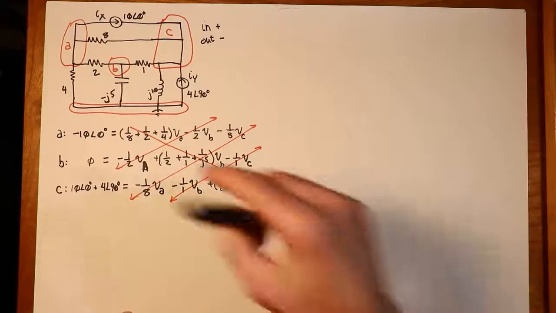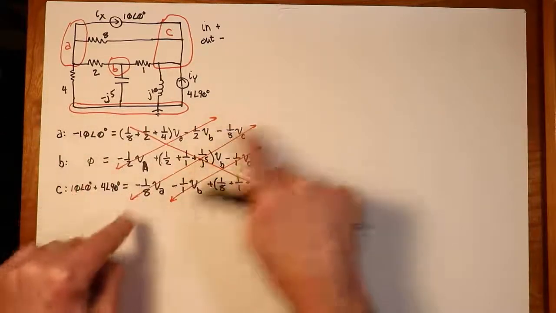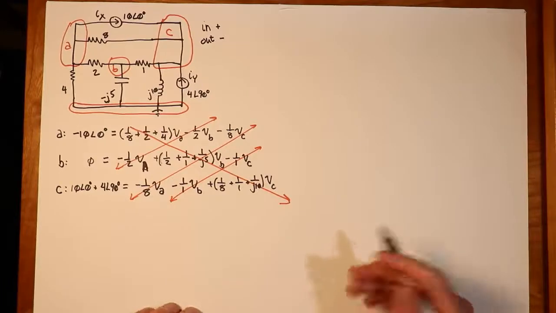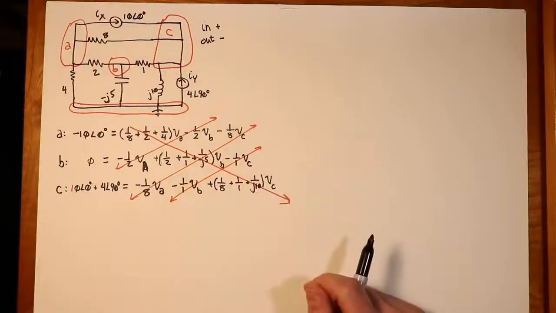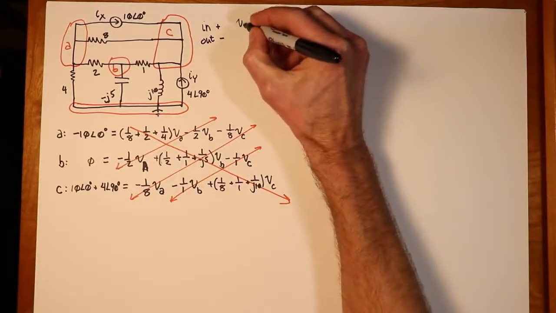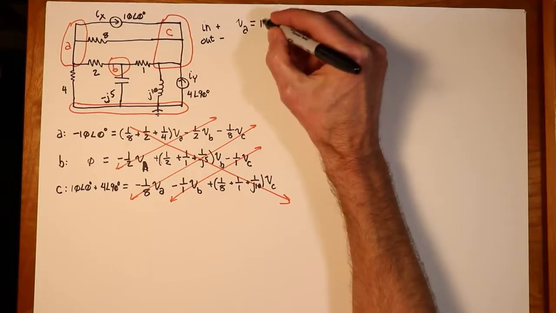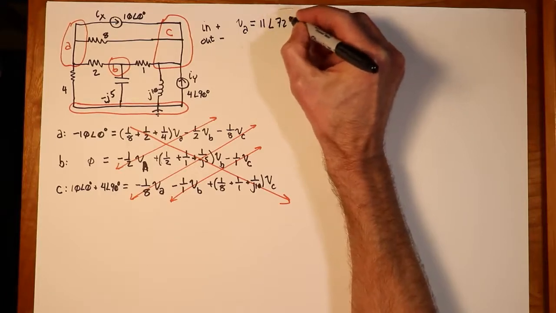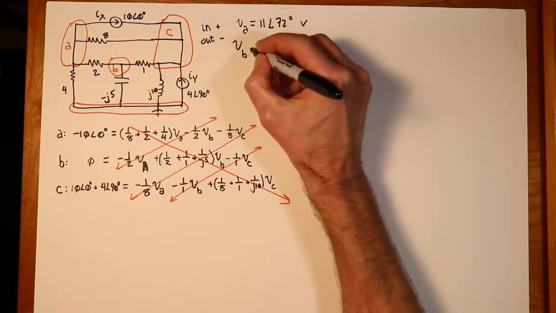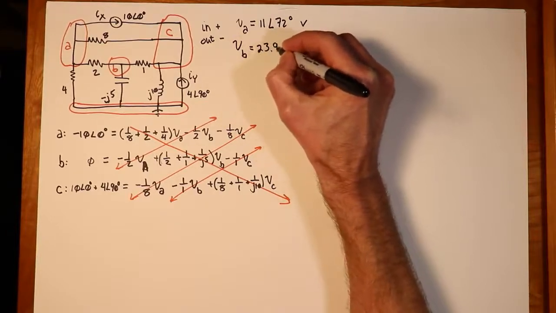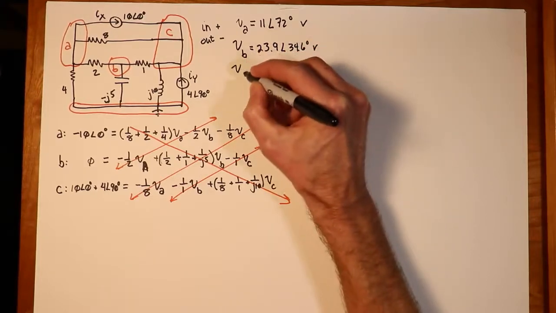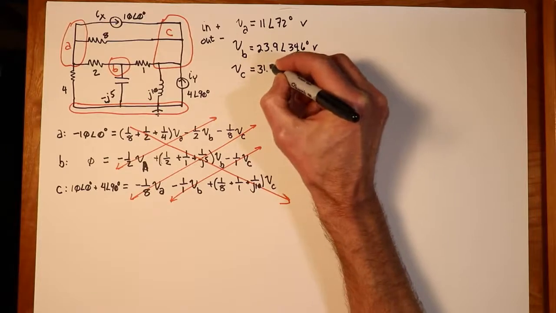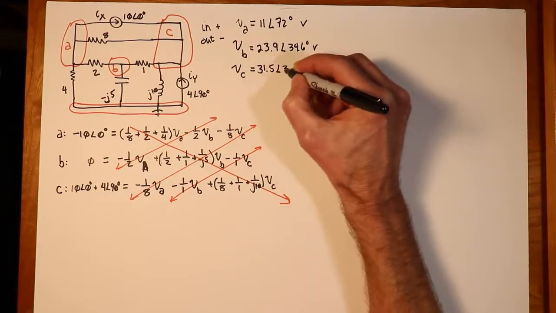And it will also work out that the major diagonal here would be positive, and these other coefficients will wind up being negative. Again, because you say something like VA minus VC, and that minus is where these things come from. So we take these and we solve. We come up with three node voltages. We come up with a VA. This happens to turn out to be 11 volts at an angle of 72 degrees. VB works out to 23.9 at an angle of 34.6 degrees. And VC works out to 31.5 at an angle of 37.2 degrees.